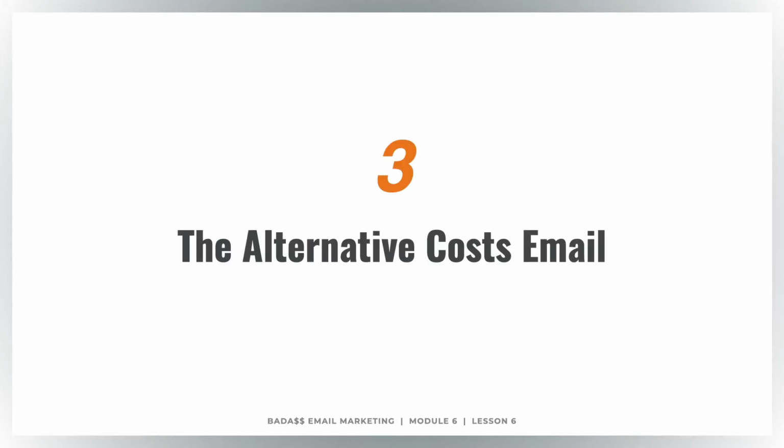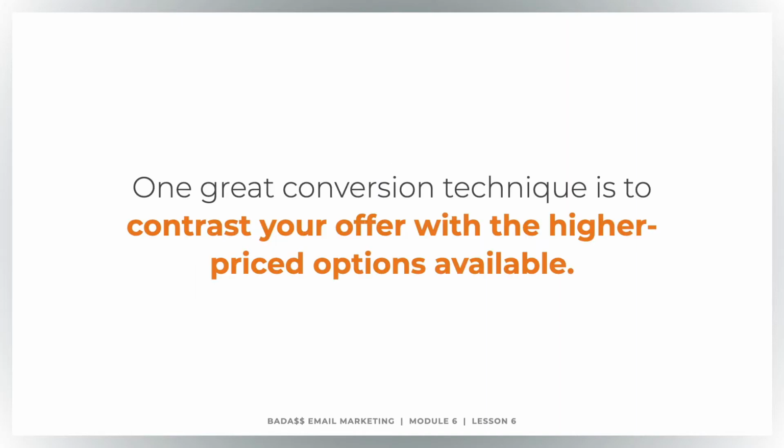Now let's talk about the alternative costs email. One great conversion technique is to contrast your offer with the higher priced options that are available. You're doing something called price anchoring. You're making people think, oh, well, the value I'm getting from this product is, and hopefully it's 5-10 times what they're going to pay. And you can do this best not by putting fake values out there, by just saying, well, this is valued at, but actually giving them some real hard numbers of higher priced options that they could adopt to get the same results.